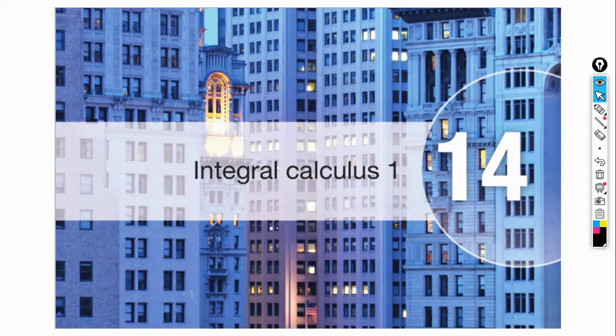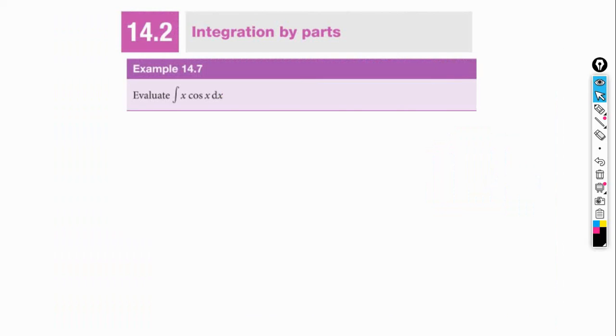Hi everybody. So in this video we're going to continue with chapter 14, specifically 14.2 integration by parts. So here we have example 14.7 and they ask us to evaluate the integral of x cosine of x dx.